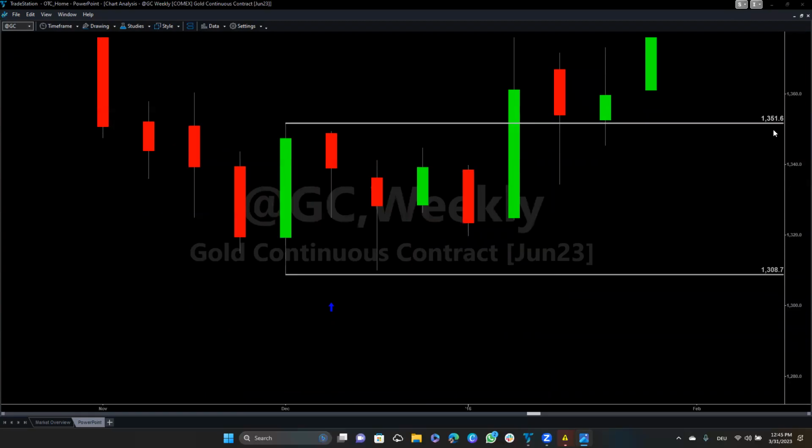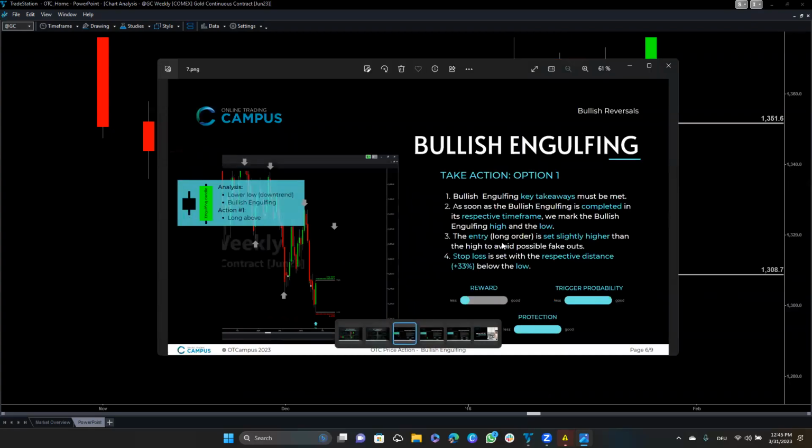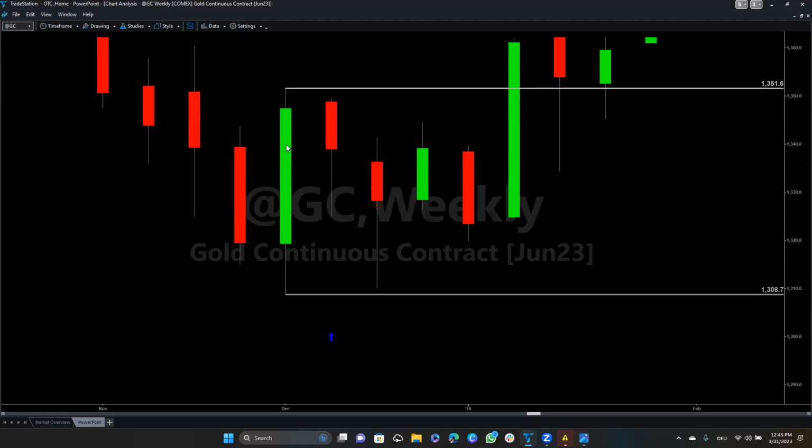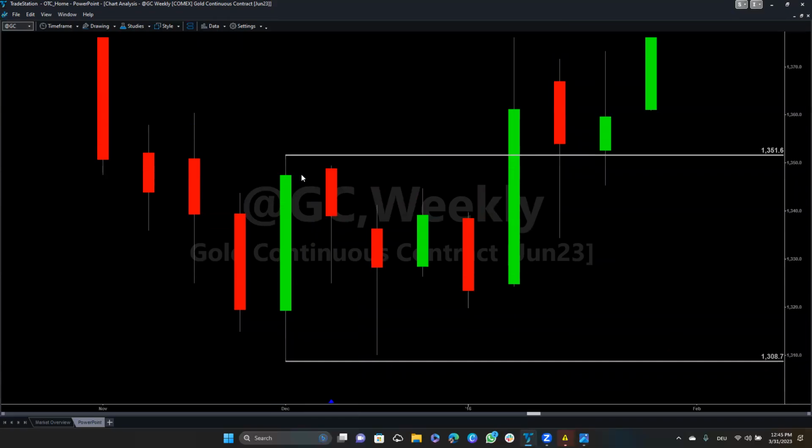The high is 1351.6 and the low is 1308.7. Number 2 is also done. Number 3, the entire long order is set slightly higher than the high to avoid possible fake outs. That means what we have to do on Friday, right? Friday at around midnight, we close the candle here, right? That means next morning on Monday, because it's a weekly chart, you mark the highs and the lows on Monday for a weekly chart, right?